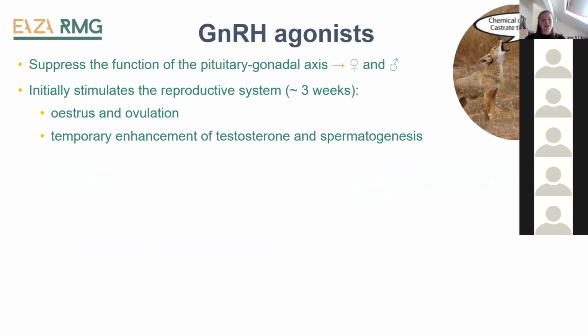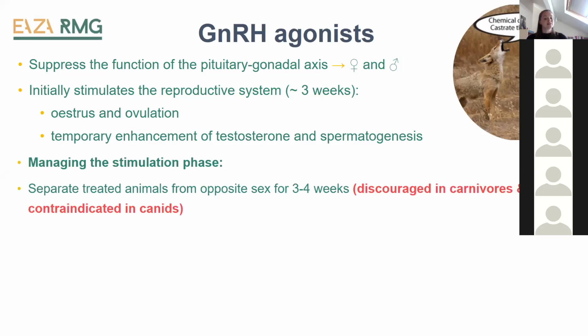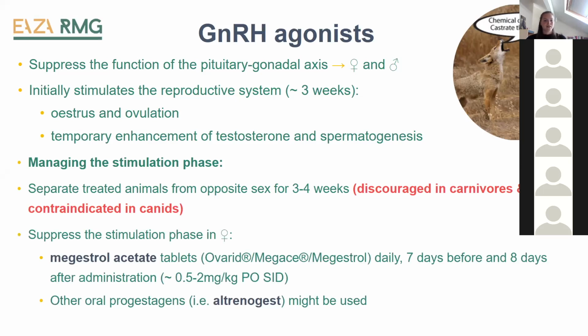Initially, you do get a stimulation period of about 3 weeks where there is upregulation of testosterone and spermatogenesis and also estrus and ovulation. So to manage this stimulation period, you can separate the sexes for 3 to 4 weeks, depending on the facilities that you have and the species that you're contracepting. This is discouraged in carnivores generally and also contraindicated in canids, again, due to risks of developing reproductive pathologies.